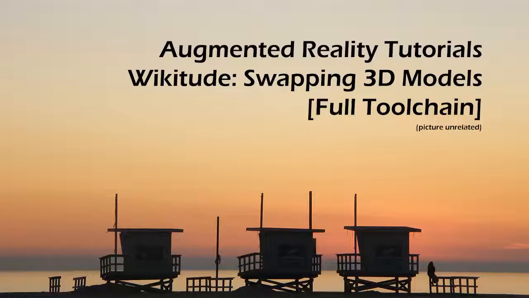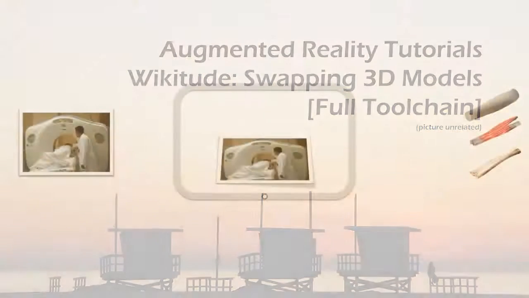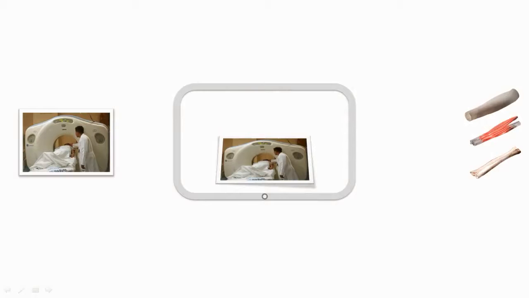So the end result in this video is going to be an interface where you can click on buttons and then swap out the 3D models. So this has turned out to be quite a long video because we're going to look at the entire toolchain.